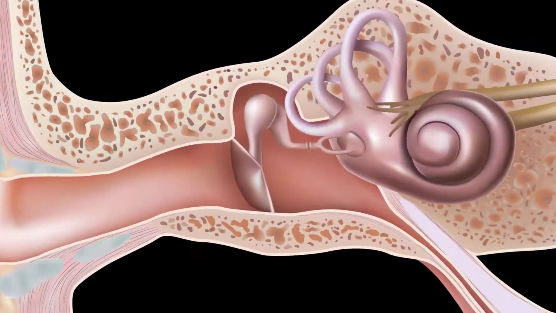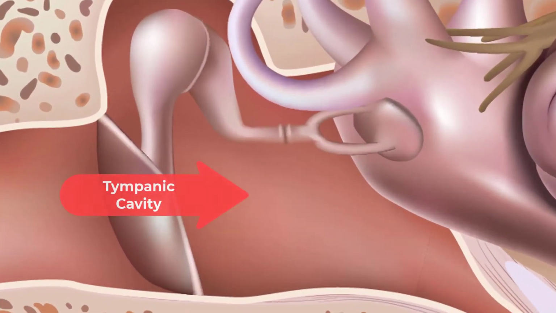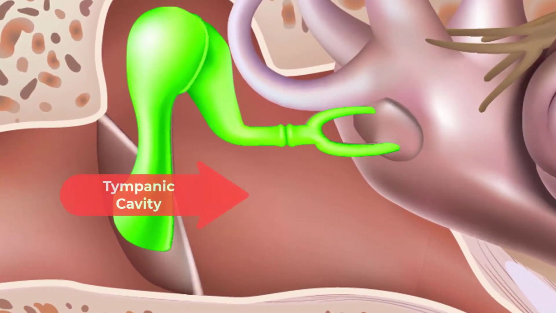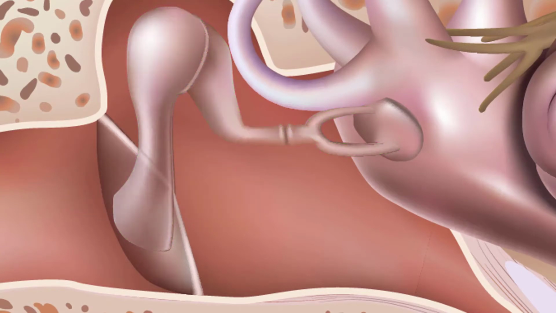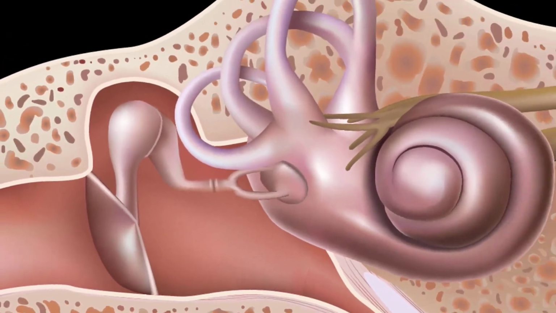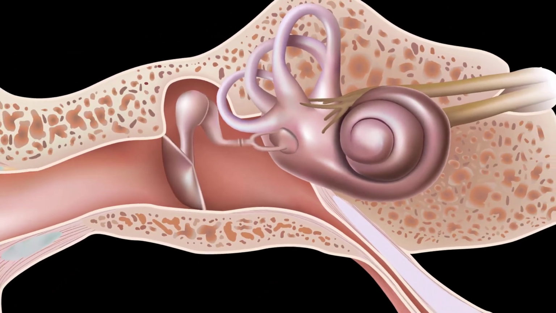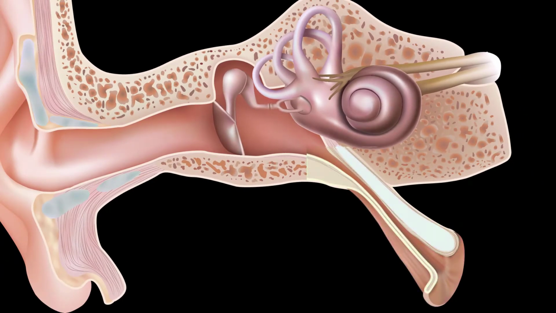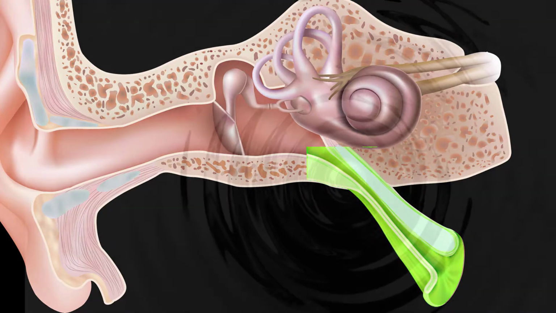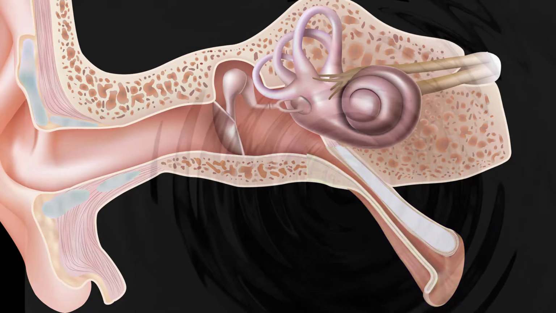The middle ear consists of the tympanic cavity, which contains the auditory ossicles. The middle ear connects the tympanic membrane with the receptor complex of the internal ear. Also located in the middle ear is the auditory or eustachian tube. The auditory tube helps equalize the pressure in the middle ear with the external atmospheric pressure.